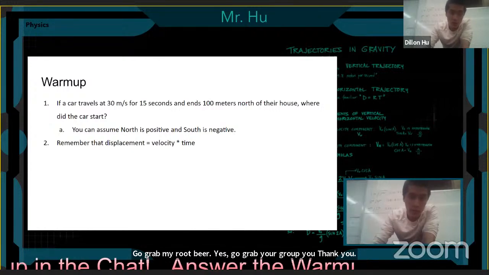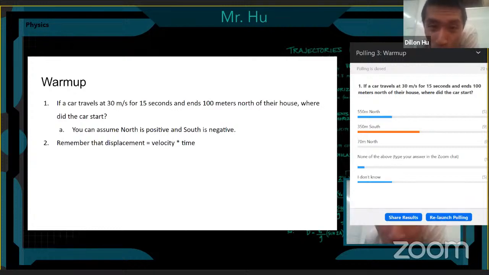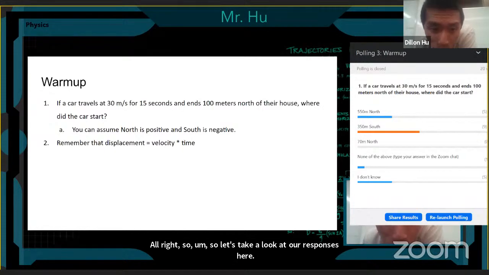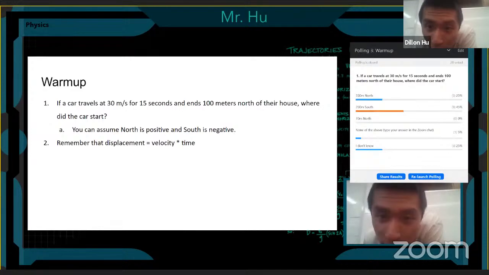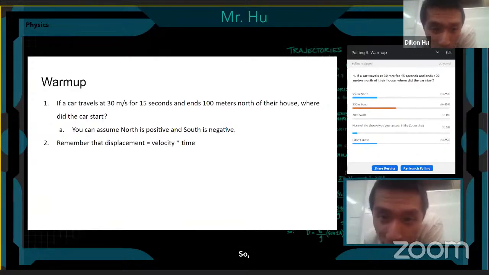Let's take a look at our responses here. Most people have decided that it's 350 South. We have a very close second response at 550 North. We have a few people who aren't quite sure of how to do it. And last but not least, we have one person who said none of the above. So it could be any of these, but we will see which one it is.